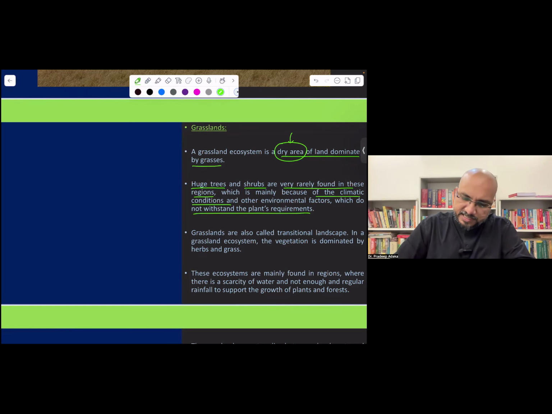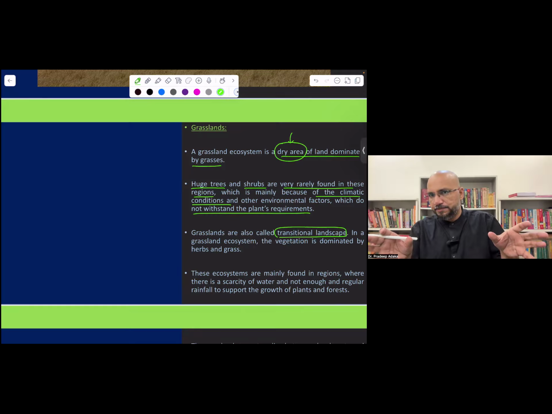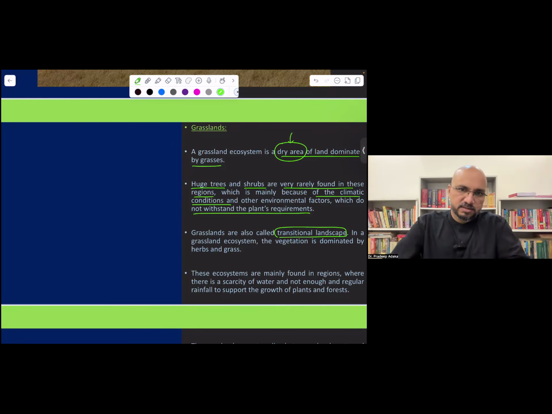So grasslands are called a transitional landscape. So grasslands are a transition between tropical forest and desert. So they are between these two biomes, tropical rainforest and desert biome. Okay, these are the two extremes, and in between them is this transitional landscape. Here the vegetation is mainly dominated by herbs and grasses.